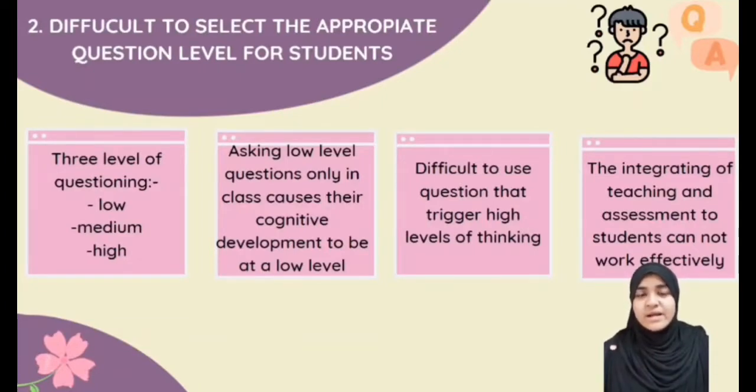Asking only low-level questions in class causes their cognitive development to be at a low level. This will lead to a lack of involvement in idea generation. Even the assessment of their understanding of teaching cannot be done effectively, and the objective cannot be achieved.